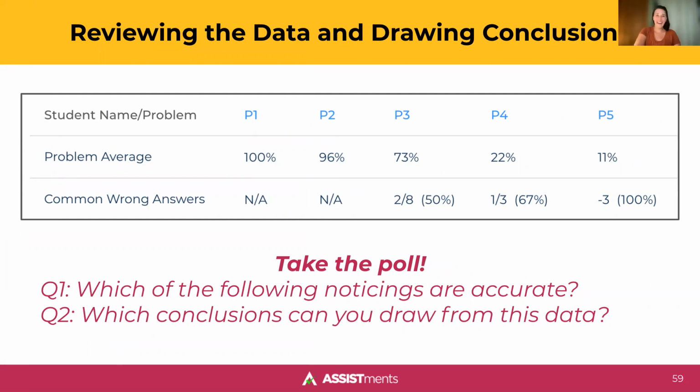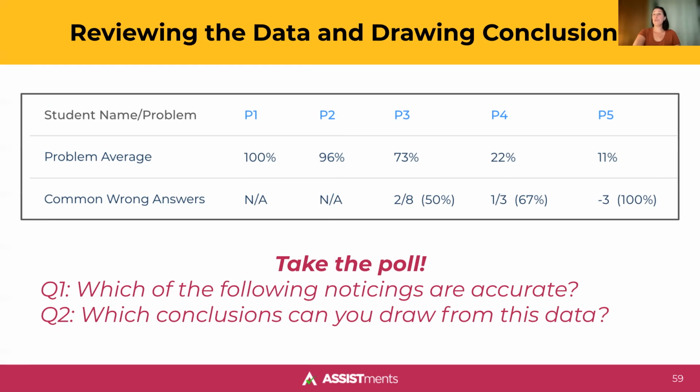Yeah, absolutely. So for number one, the following noticings are accurate. Most students scored poorly on 2 questions. Absolutely, 100%. Questions 4 and 5, we had an average of 22% and a score of 11%. Those are definitely the questions you want to hit when you're reviewing homework.